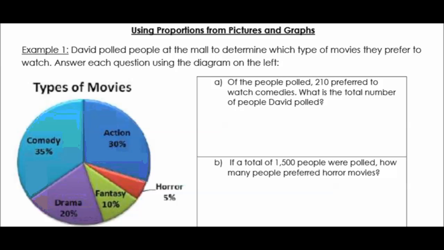So the first one's talking about David polling people at the mall and trying to determine which type of movies they preferred. So letter A says, of the people polled, 210 preferred to watch comedies. So we know that this group had 210 people in it. We also know that that chunk of the pie is 35%. That's a big key to figuring out how to set up the proportion. We're talking about a percent out of the total.